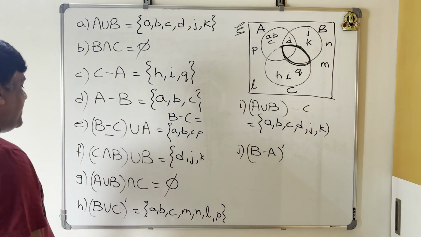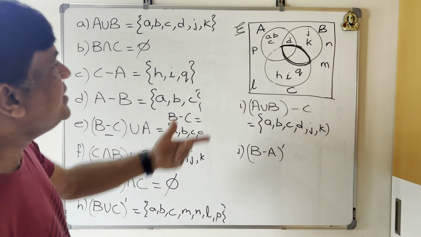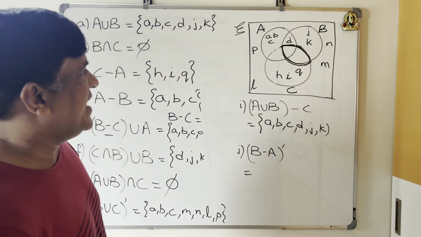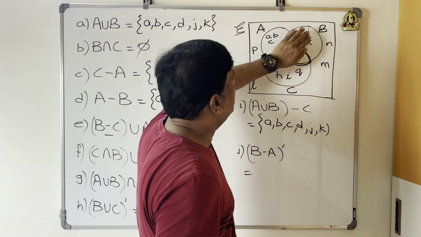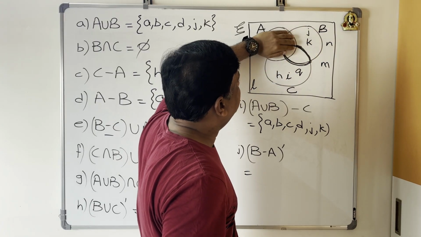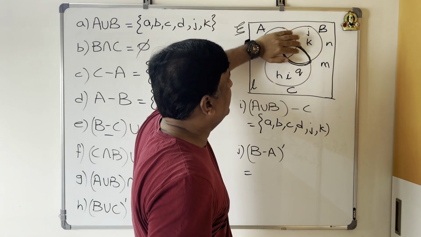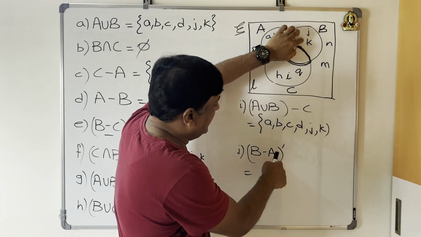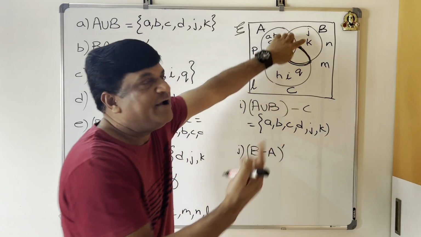Right? So now the complement of B minus A. B minus A, what do you get? B minus A is only J, K. Look at it. If I remove A completely, it's only J, K, but they are asking us to get the complement of that.